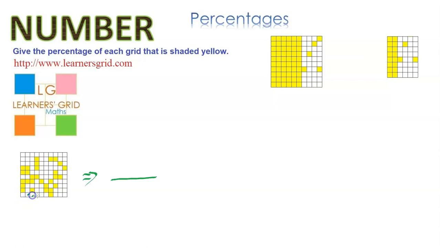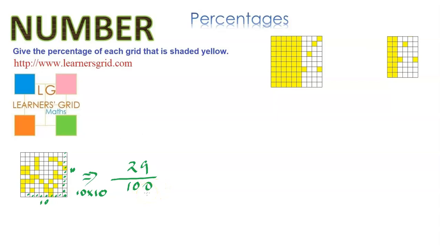1, 2, 3, 4, 5, 6, 7, 8, 9, 10. And going up, 1, 2, 3, 4, 5, 6, 7, 8, 9, 10. So 10 times 10. What is 10 times 10? It's 100. So our denominator is 100. Actually, that's going to be really good. Now all we have to do is find out how many of these squares are yellow. So count them all up and you'll find we have 29. So it's 29 out of 100.